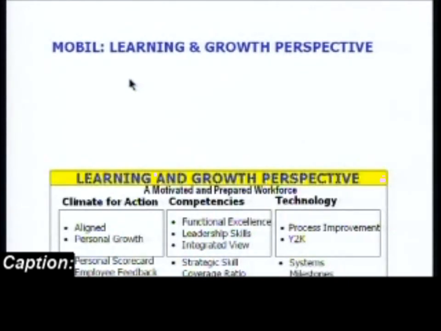When we look at their strategy map, their learning and growth perspective looked at climate for action, their competencies, and the technologies that they were using. Remember, this was in the 90s. They were looking at process improvement and Y2K. And learning and growth perspective focuses very much on information systems.